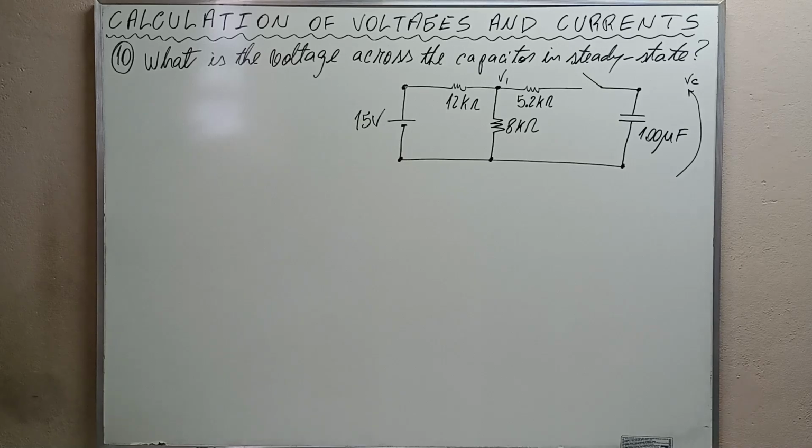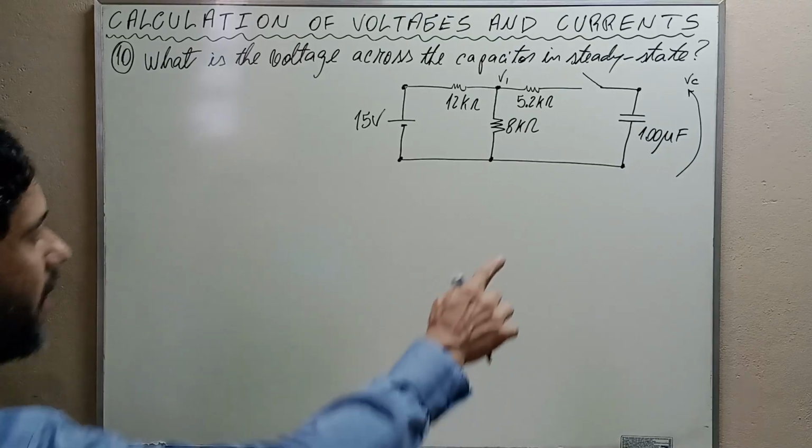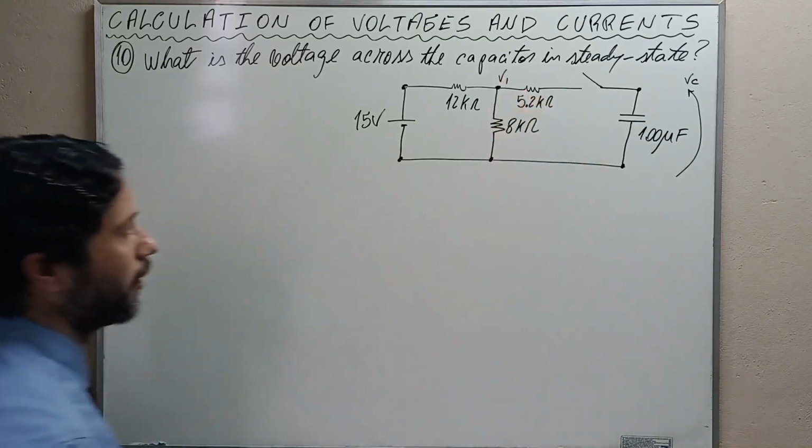Observe that in steady state, the capacitor behaves as an open circuit, independent of the voltage across it. Thus, as there will be no current flowing in the right branch due to the capacitor, there will be no voltage drop across the 5.2 kilo ohms resistor. In this way, the voltage across the capacitor is the same as the voltage across the 8 kilo ohms resistor. The voltage across the capacitor is equal to the voltage here.